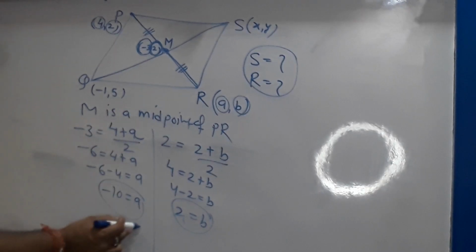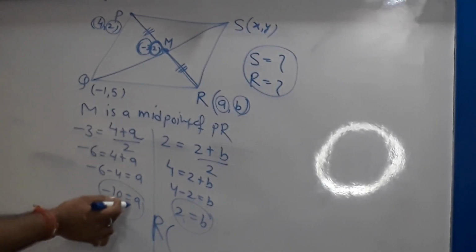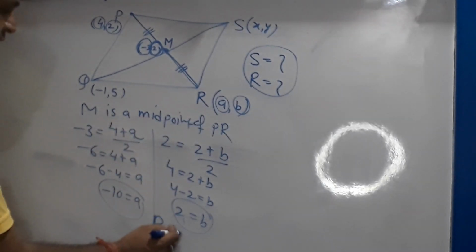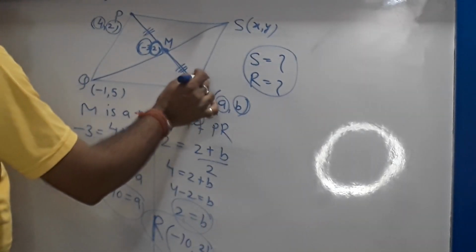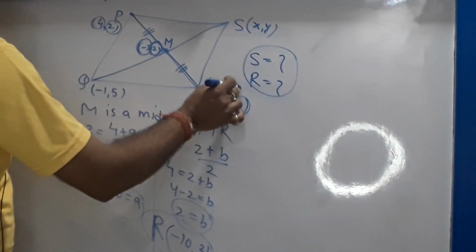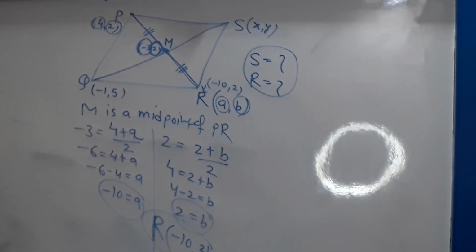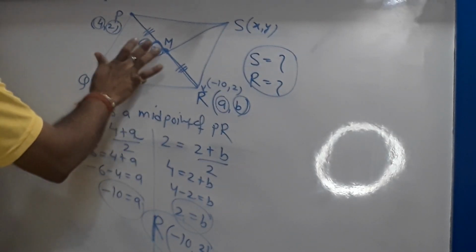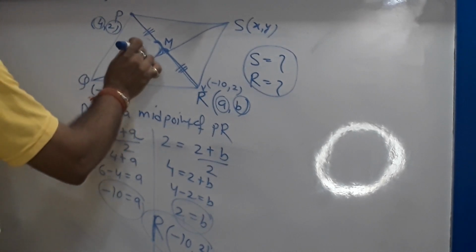So finally, what is the coordinate of R? Coordinate of R is a, b, with a value -10 and b value 2. So we have found the coordinate of R is -10, 2. Correct? Now the same thing, this is M, -3, 2.